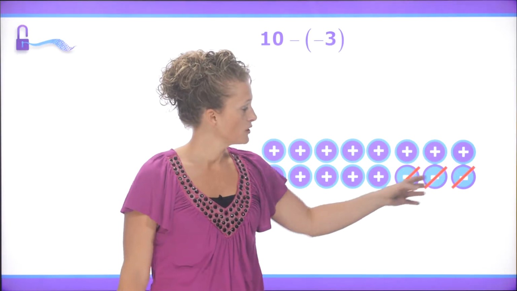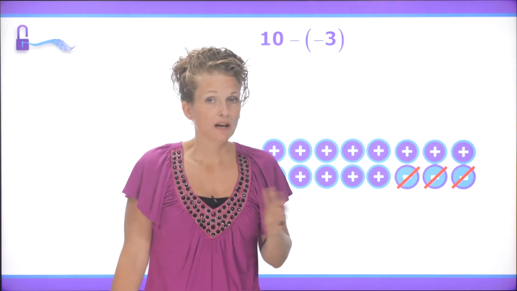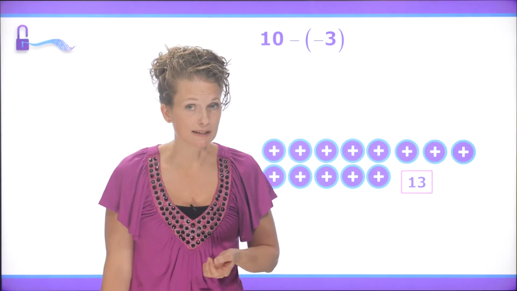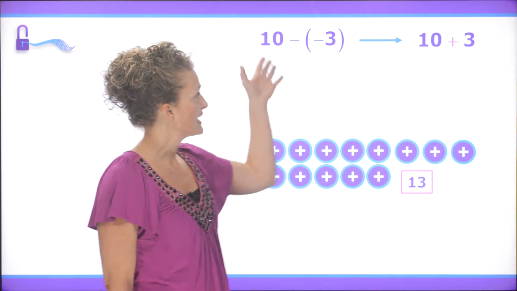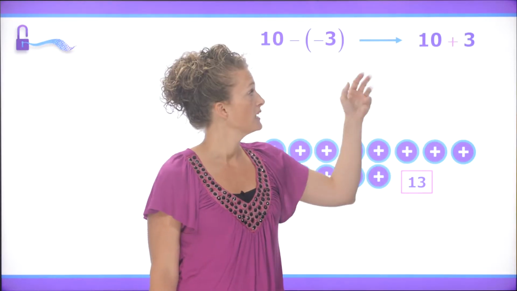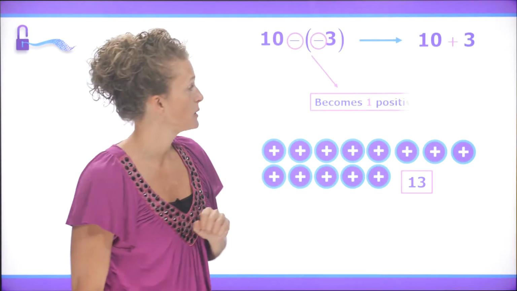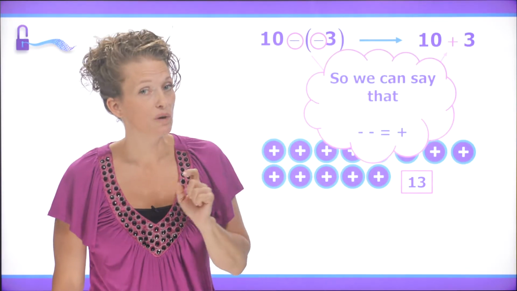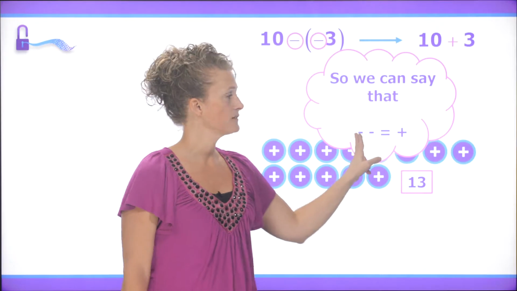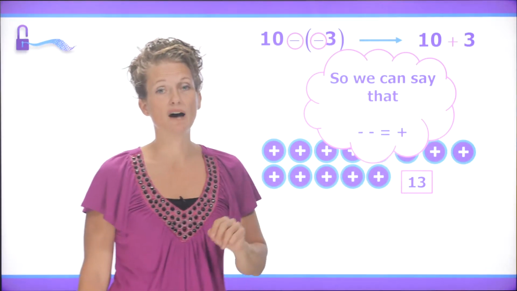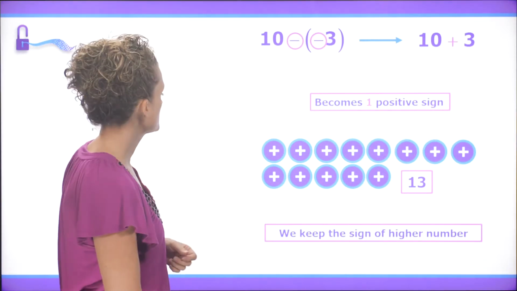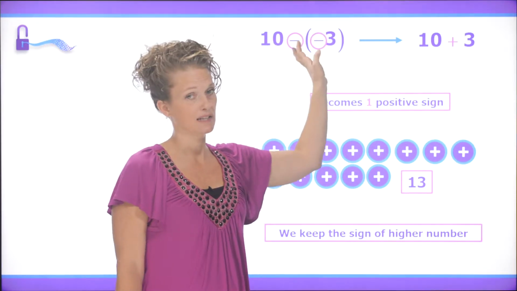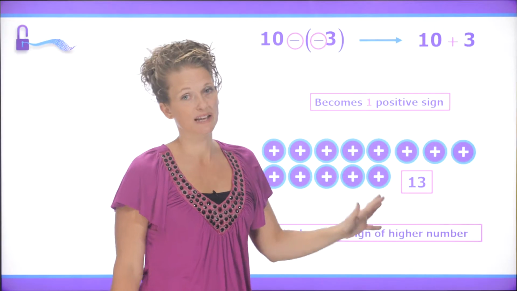We can simply cross off our negative 3, and what do we have left? If you count those up, we have 13. So what we can say is 10 minus negative 3 is the same thing as 10 plus 3. So these two signs became one positive. We can say that a negative and a negative is equal to a positive. And again, we keep the sign of the higher number. 10 is bigger than 3, and it is a positive, so we are going to end up with a positive answer.